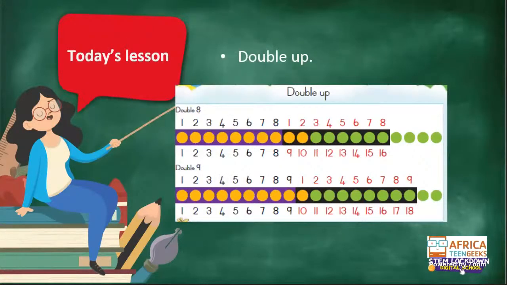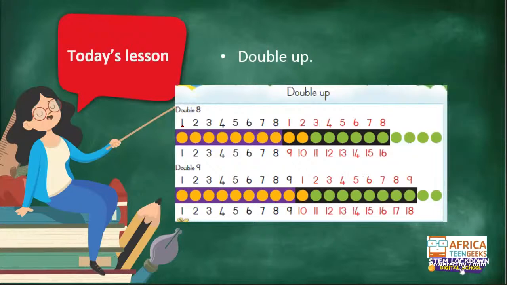Easy, nice. Today's lesson is double up. Double up is the opposite of half. What happens when we halve? When we halve something, we share it. So we get less. We get fewer of the objects. But the opposite of half is double up. That means we get more. But there's one trick at double up. Look at it. It's explaining here on this worksheet.